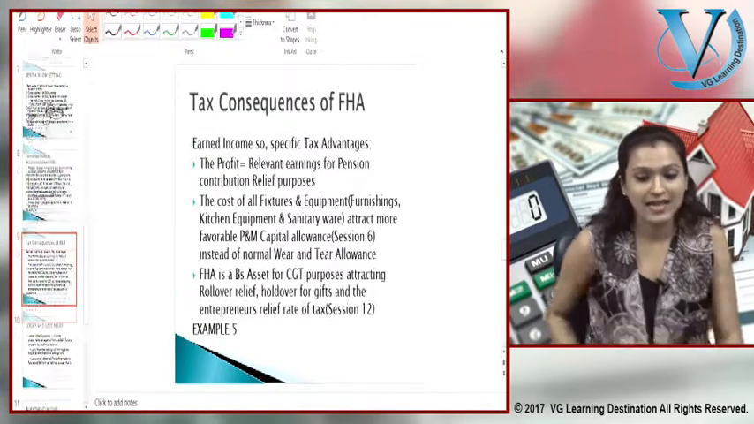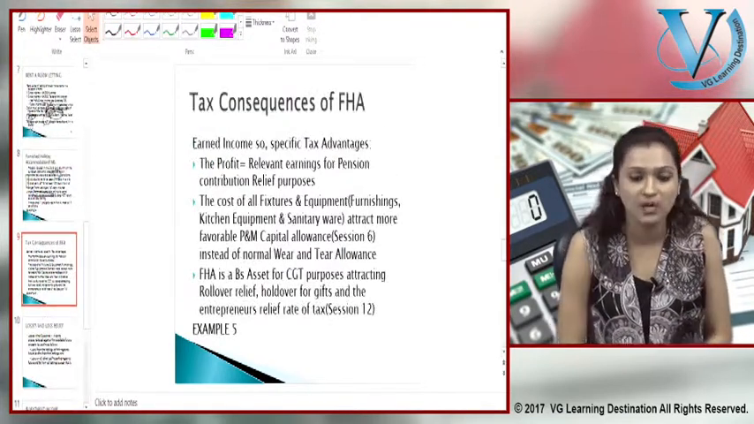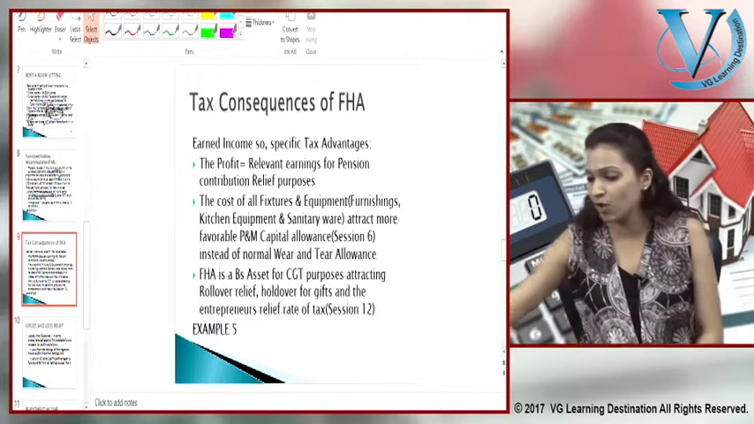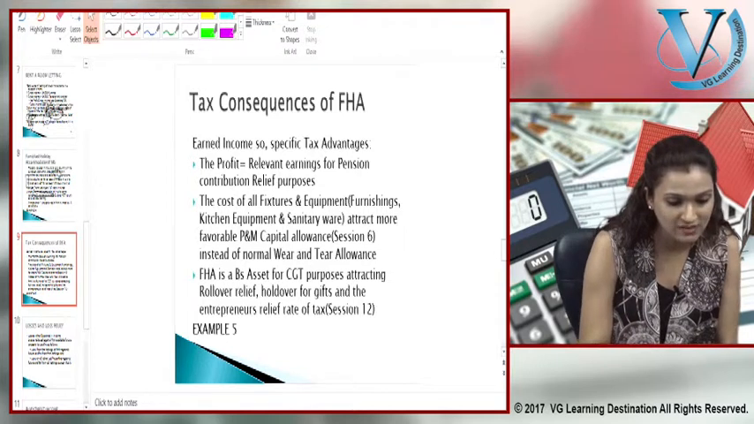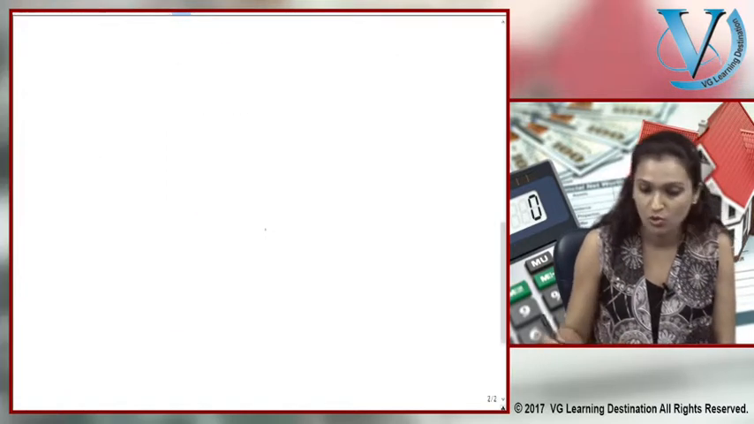Right. Let's have a look at the tax consequence of classifying a property as a furnished holiday accommodation. To start off with, let me just very briefly explain this to you.